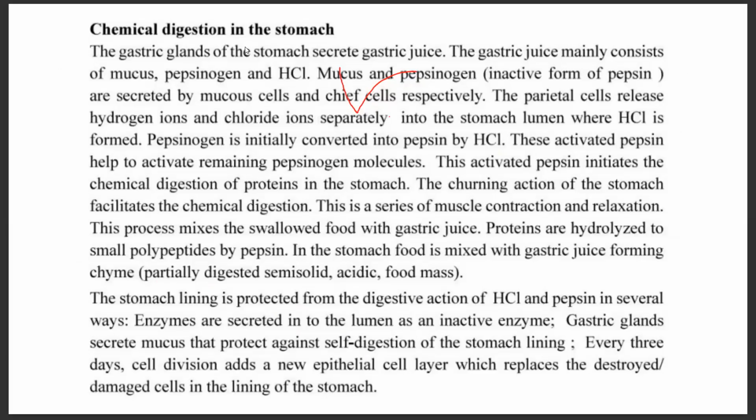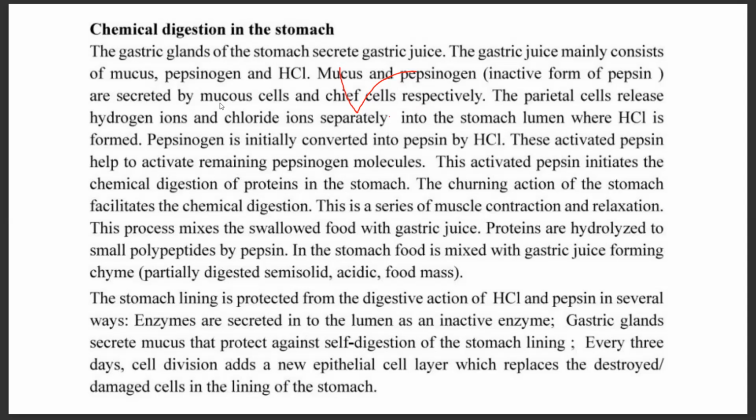Look. Gastric glands of the stomach secrete gastric juice. Gastric juice mainly consists of mucus, pepsinogen and HCl. Who secretes mucus? Mucus cells. Who secretes pepsinogen? Chief cells. Who secretes HCl? Parietal cells. Now this mucus and pepsinogen are secreted by the mucus cells and chief cells respectively. These parietal cells release hydrogen ions and chloride ions separately into the stomach lumen where HCl is formed.